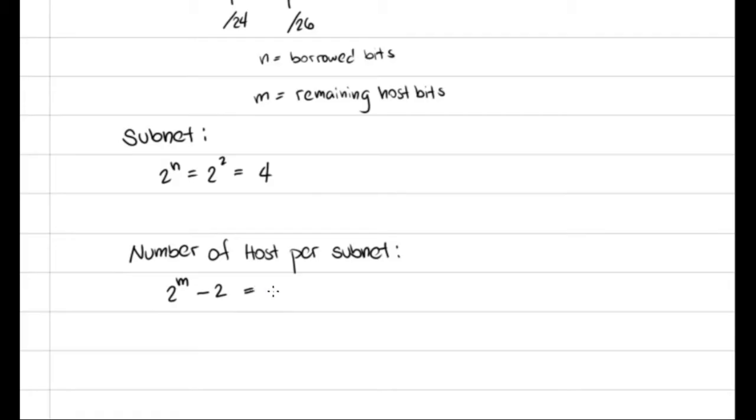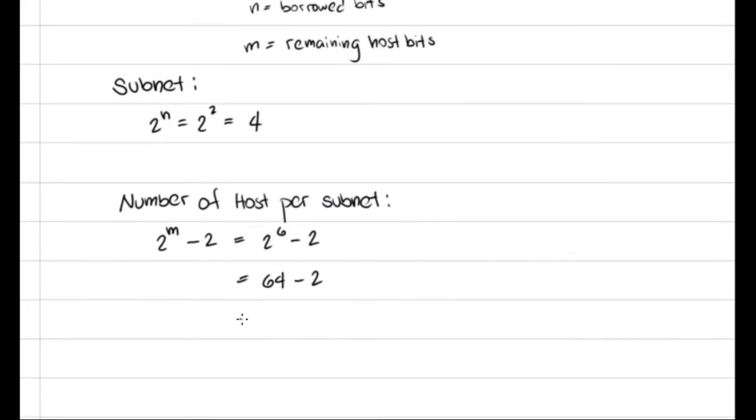So we will compute them. So 2 to the power of n is equal to 2 squared, so it will be equal to 4. And our number of hosts per subnet is 2 to the power of m minus 2. So our m is 6, so it will be 2 to the power of 6 minus 2. So 2 to the power of 6 is 64. So 64 minus 2 is 62. Okay, so let's check our table.